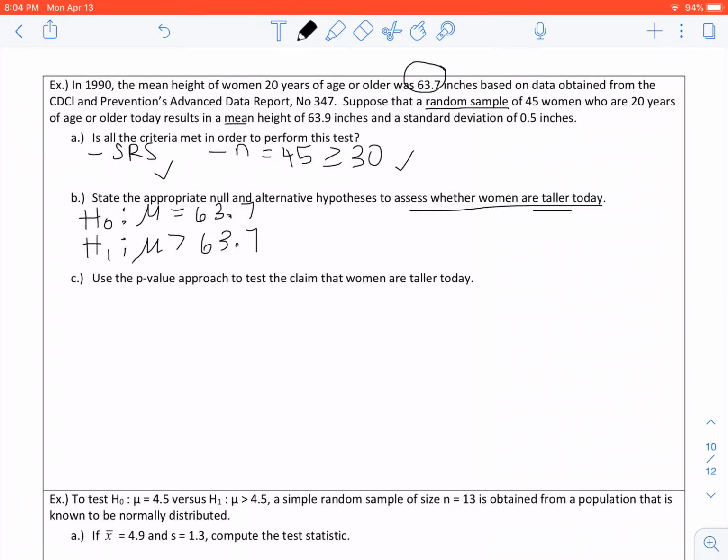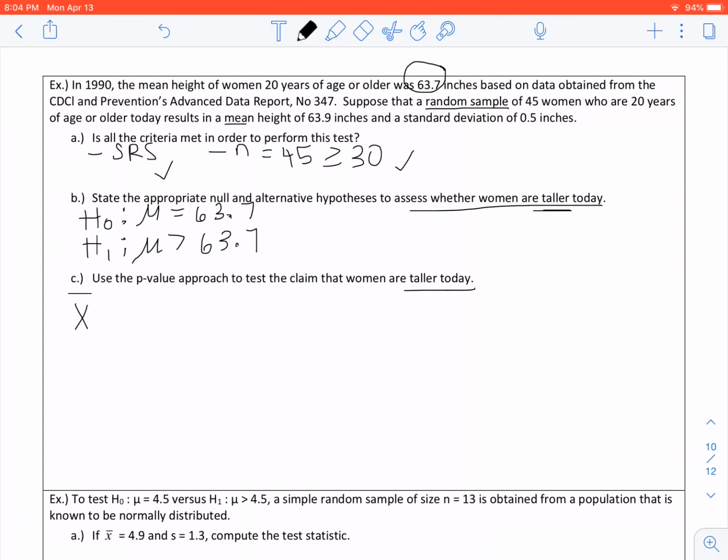And again, greater than because taller would mean larger. The next thing on here says use the p-value approach to test the claim that women are taller today. So again, we're testing that claim that they are taller, which we wrote up above with our null and alternative. So a few things that you need. First one is we need to know x bar.